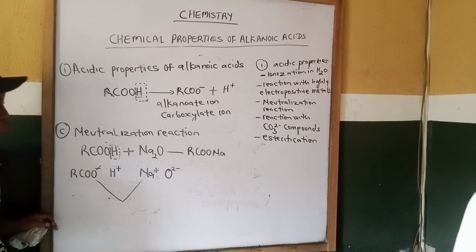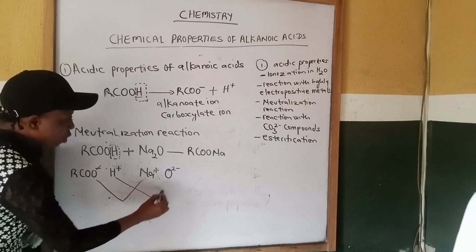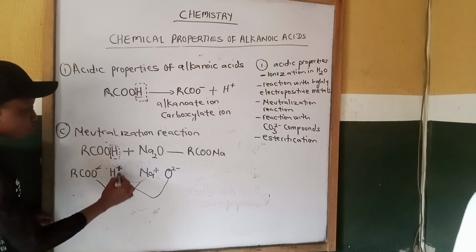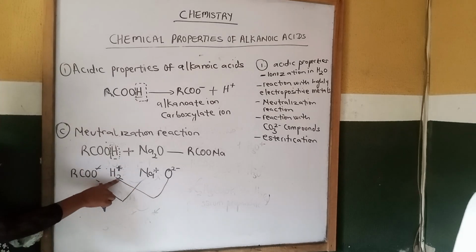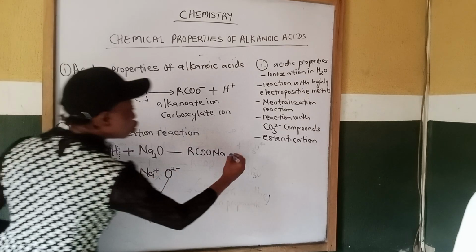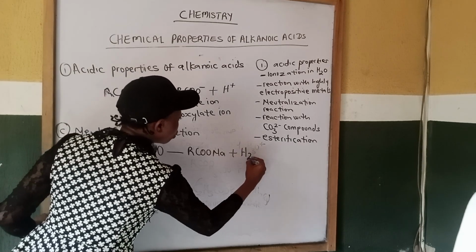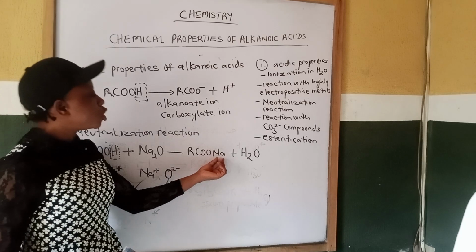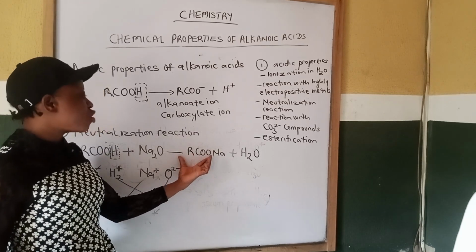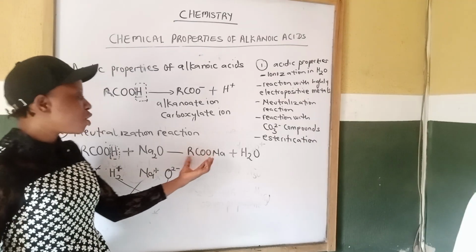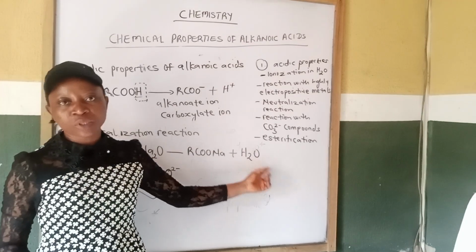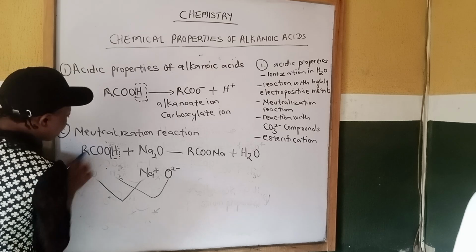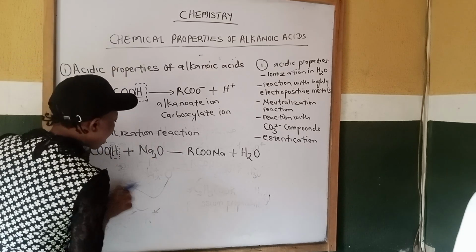RCOONa. Then hydrogen will combine with oxygen to give us a water molecule. The charge on this one is +1, so we have to multiply this one by 2. So +2 now cancels -2 to give us H2O. So our product form is now sodium alkanoate, which is an organic salt, and water. Sodium alkanoate and water. So let's take a named alkanoic acid.